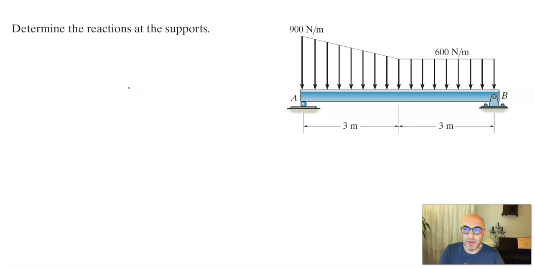Determine the reactions of the supports. Okay, here we have a 6 meter span simply supported beam. On the right hand side we have a simple support, or a pin support, and on the left hand side we have a roller support.